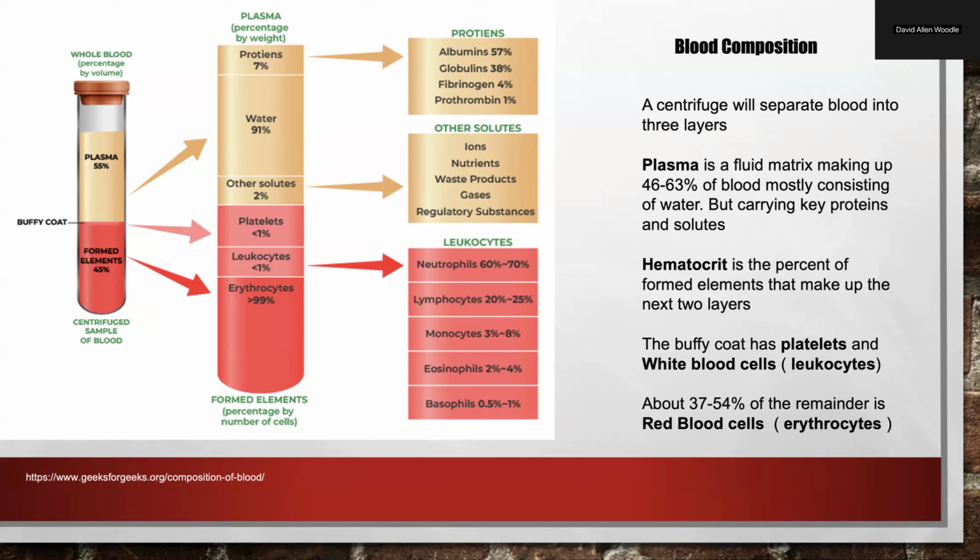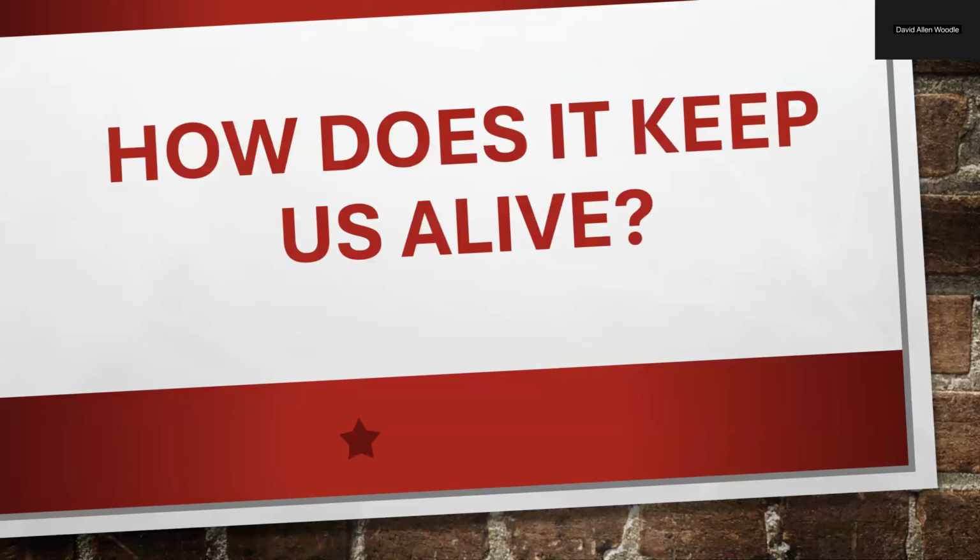But the center area is called a buffy coat, interestingly named because of the color. It's like a buff color. And that contains both platelets and white blood cells. And we'll talk about each of those. But this gives you the percentages of each of the different areas and then percentages of different types of white blood cells or proteins that exist within the plasma.